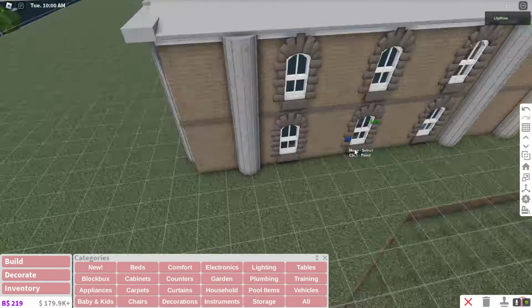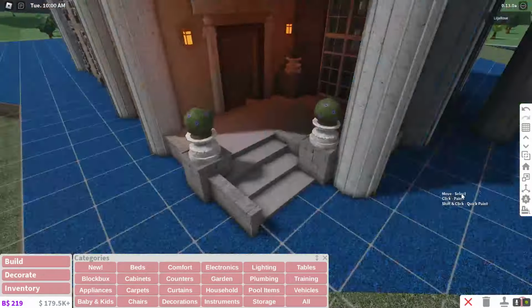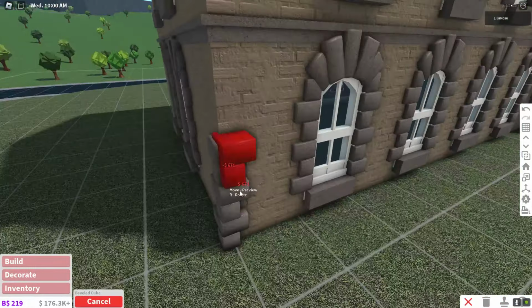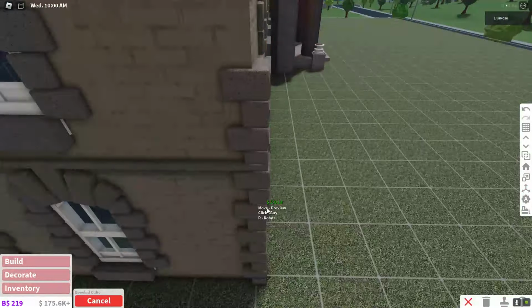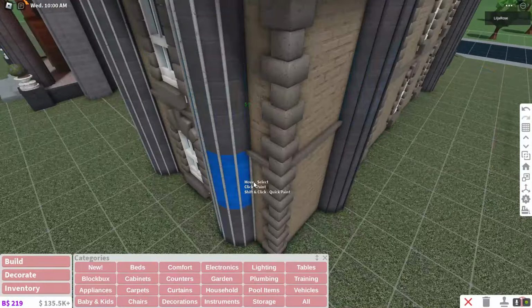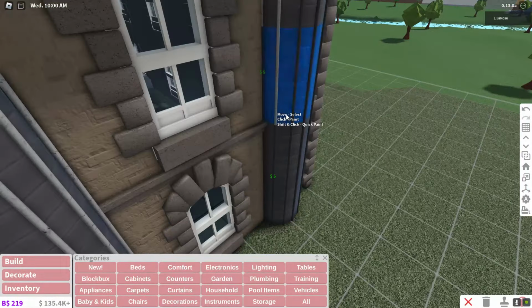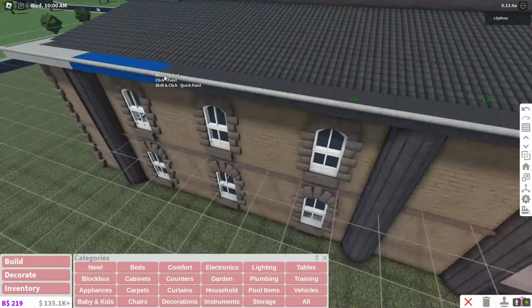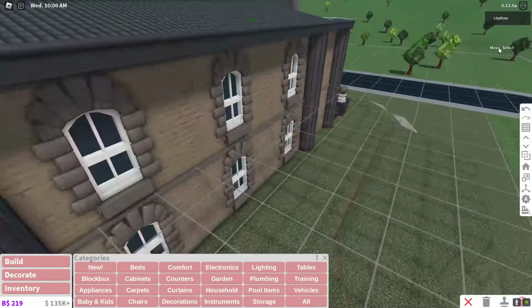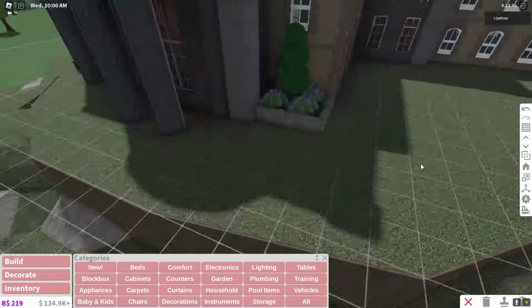I also added some details on some of the sides and these stone trims on the corners of the building using the same method I used around the windows, you know. Overall, I just try to add interesting details all around so it looks good from every single angle, because I'm actually putting effort in this video, guys. I'm not gonna leave the back looking blank like I usually do.